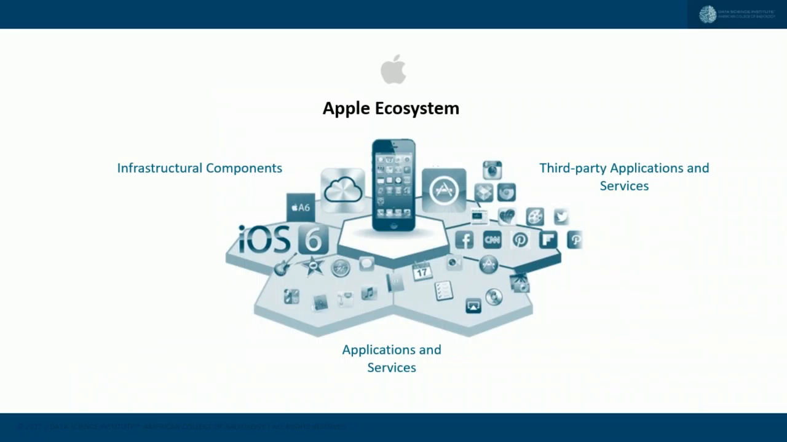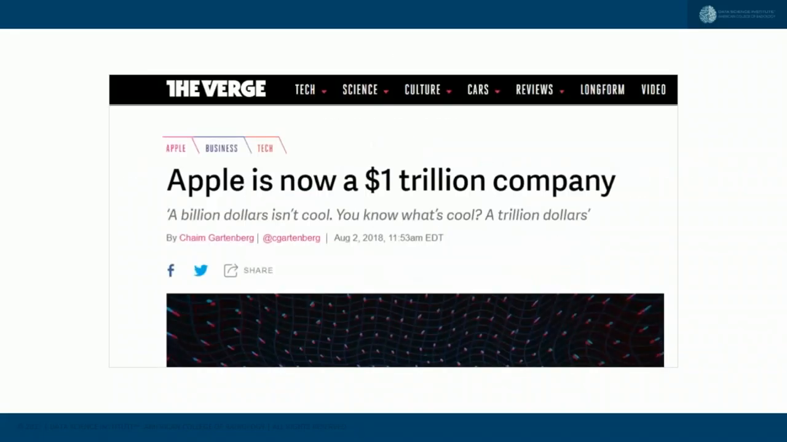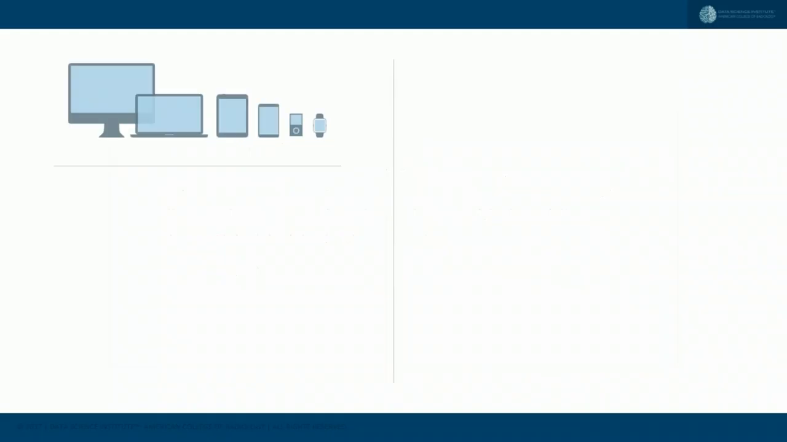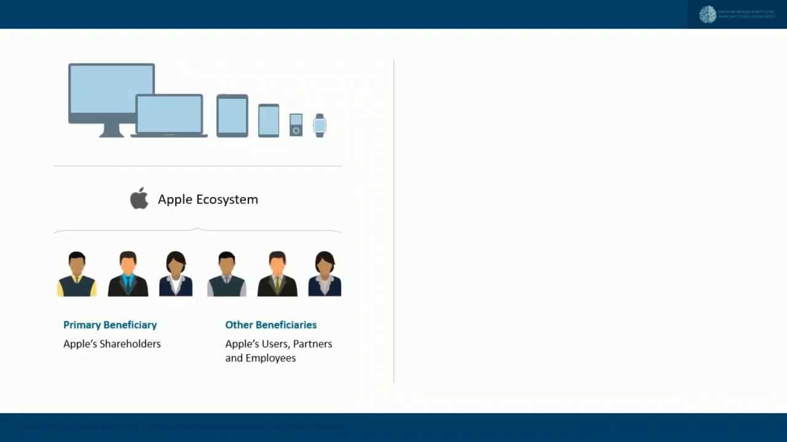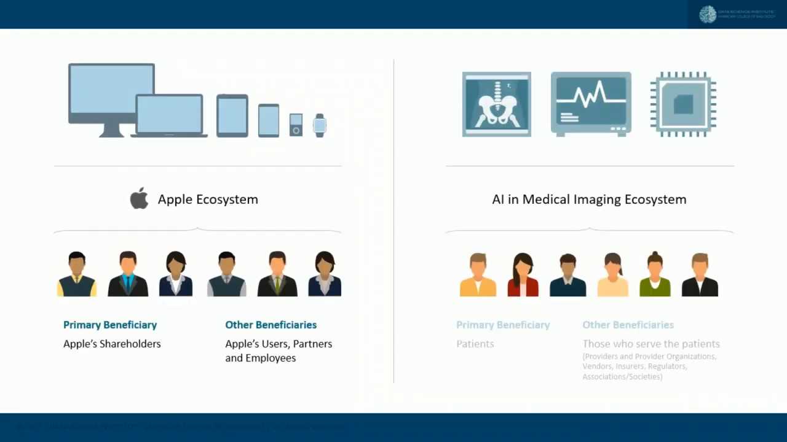We've been talking about this concept of an ecosystem, and for many of us lay people, I would say, Apple, I think, is the example that we come to. They're not a trillion-dollar company because they make phones. They're a trillion-dollar company because they've built an ecosystem around the technology that they sell. But the very important difference, obviously, is that while Apple and the wonderful people who work there and the people who use their products, really the primary responsibility there is shareholder value.